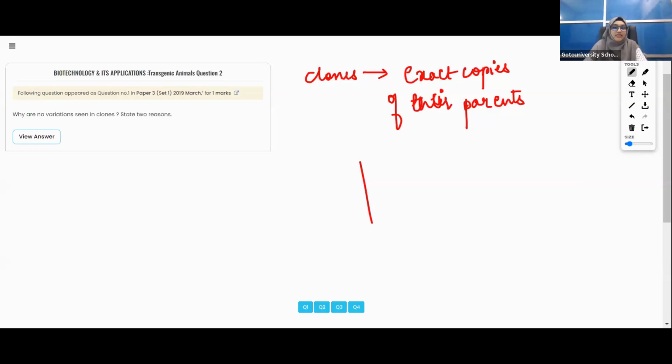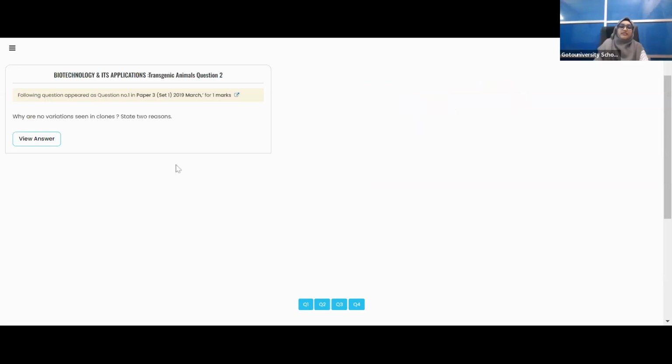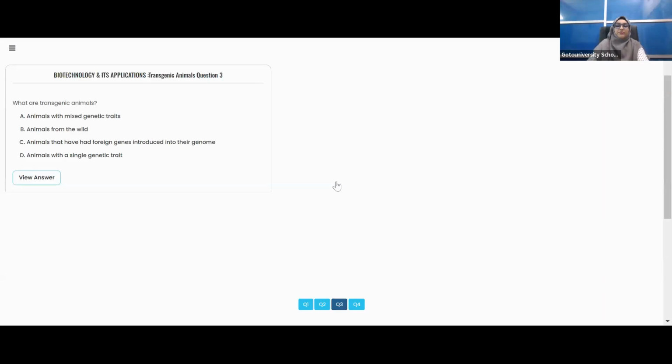So what were we discussing? We were discussing clones, right? Clones are exact copies of their parents, I said, and they share the same DNA. They are made without mixing of genetic material from two parents. So that's why they don't have any variations in them. Is it clear? I hope everyone, it is very clear. I have explained in very simple words here. Okay. Next, moving on to question number 3.